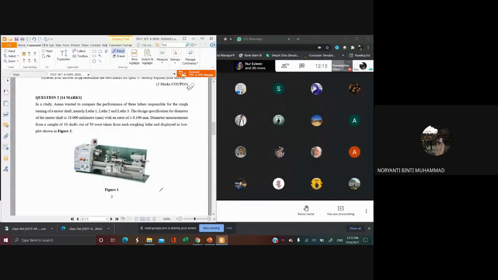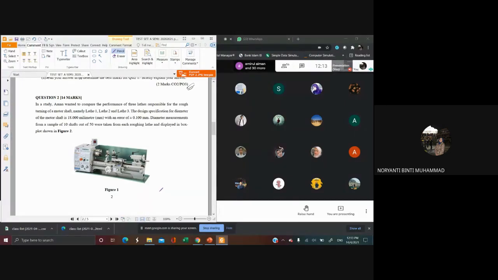In a study, Aman wanted to compare the performance of 3 lathes responsible for the rough turning of a motor shaft, namely lathe 1, lathe 2, lathe 3. I don't know if I pronounce it correctly. The design specification for the diameter of the motor shaft is 18 millimeter with an error of 0.1 millimeter.